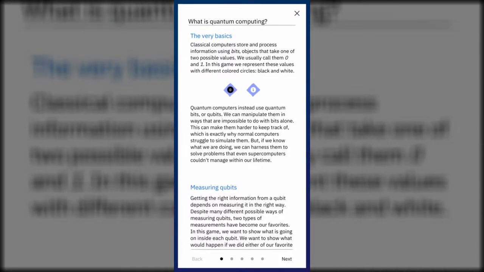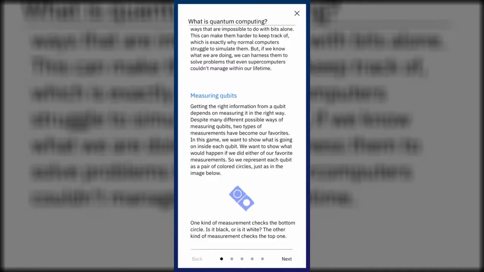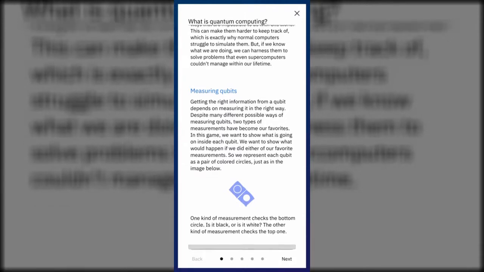Very basics: 0 and 1s, measuring qubits. Getting the right information from a qubit depends on measuring it in the right way. Despite many different possible ways of measuring qubits, two types have become our favorites. Okay, so those two slots indicate the two different measurements, and my intuition tells me that the one at the bottom is the traditional Z measurement, and the other one is after applying a Hadamard.